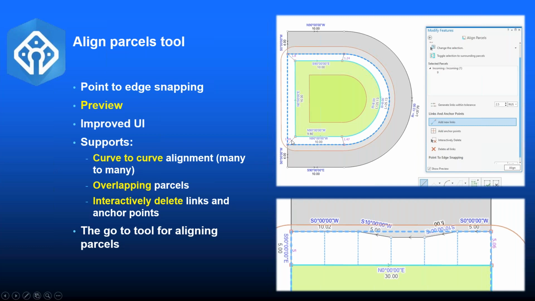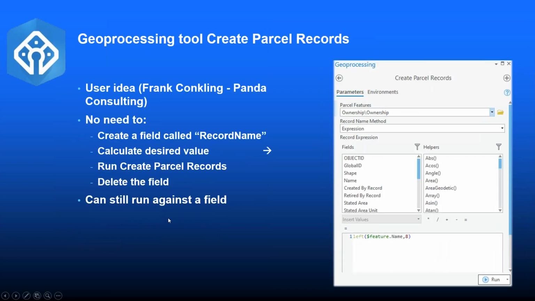And if you see a link that should not be created, so it found the closest point, but it found the wrong point, you have another slick tool to delete both links and anchor points that should not have been created when you review it. So we'll see a quick demo of that.